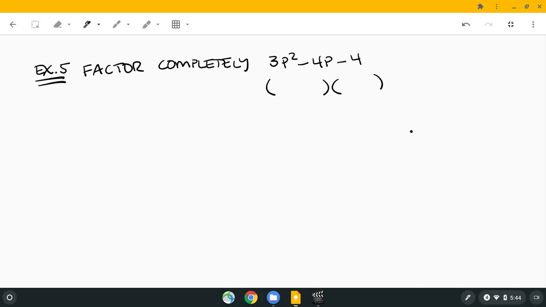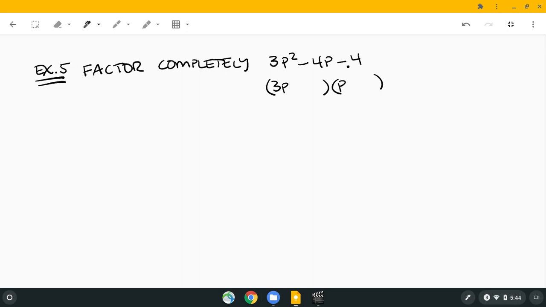Suppose we have this one here, factor completely. 3p squared minus 4p minus 4. A little more complicated because 3 is a prime number, but 4 isn't, so we have more choices. There's only one way to make 3p squared. That's going to be 3p times 1p.